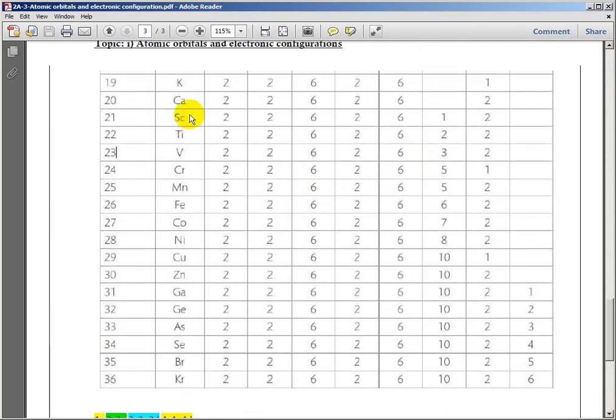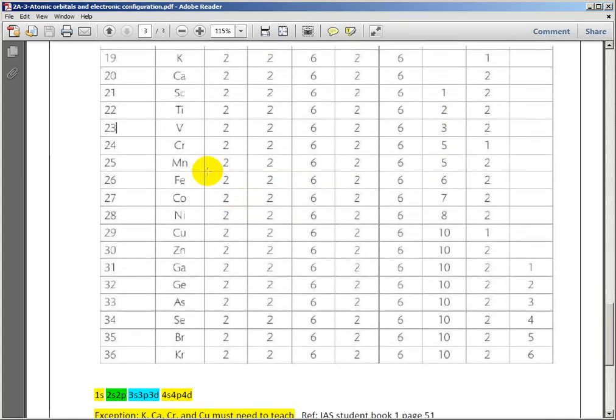Have you seen this? The calcium and potassium for these regions. Now then again same: scandium, titanium, vanadium, chromium. Again there is an exception in the electronic configuration of chromium. So what is chromium's atomic number? Chromium is 24. This is 1s2 2s2 2p6, 3s2 3p6, that is 18, then 3d5 4s1.